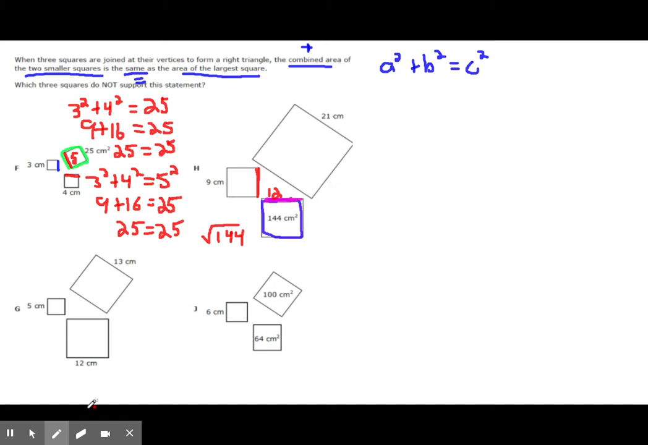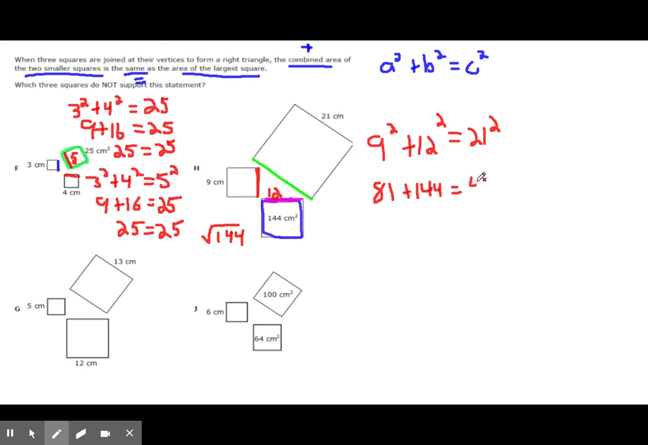All right, and then on my larger square, it's giving me this side length, right? Because it's just 21 centimeters. So if I set this up, 9 squared plus 12 squared, because my side length was 12, equals 21 squared. So 9 squared is 81, plus 12 squared is 144, is equal to... I'm going to have to take out my calculator. What is 21 squared?